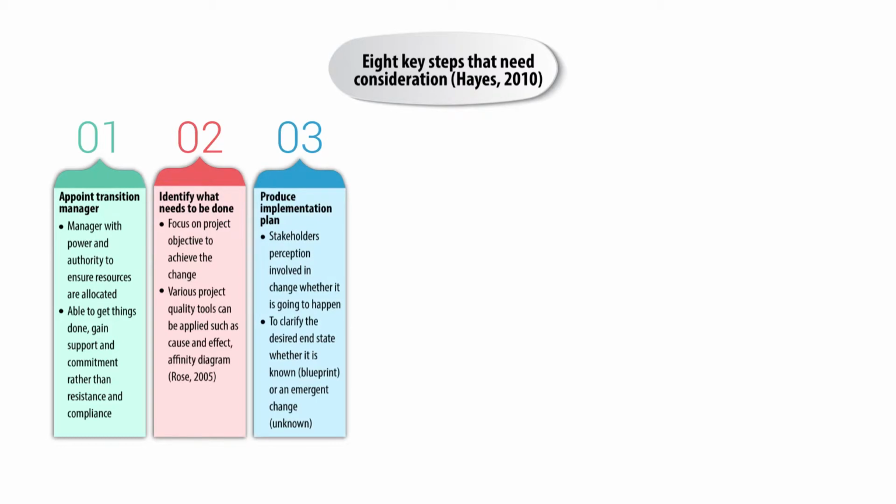Third, produce an implementation plan. In this stage, consider 2 factors that will influence the change plan: stakeholders' perception, whether it is going to happen or not, and clarifying the desired end state, whether it is known, meaning it is a blueprint, or an emergent change that is unknown.